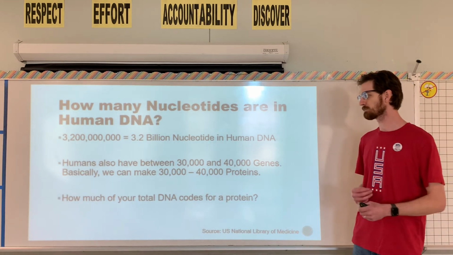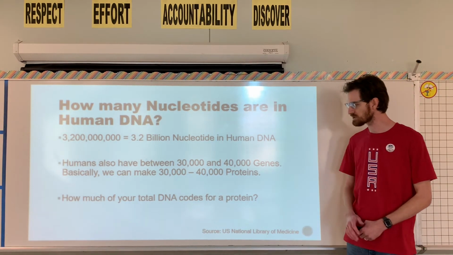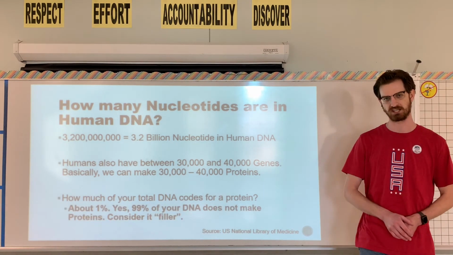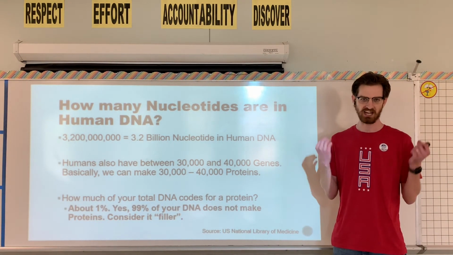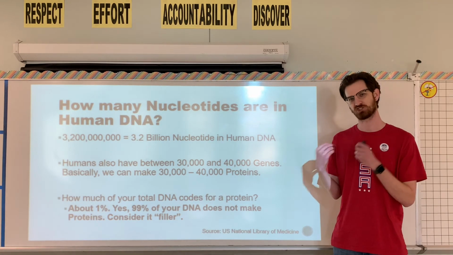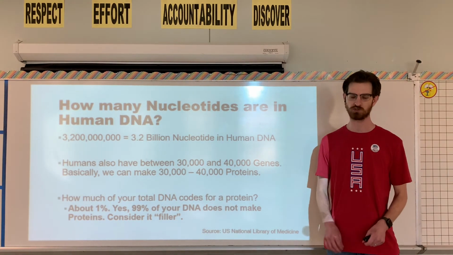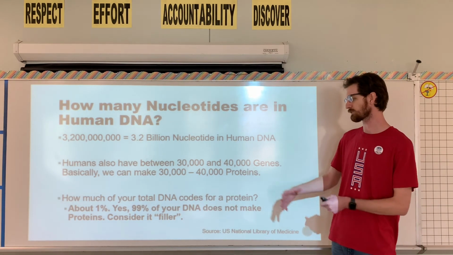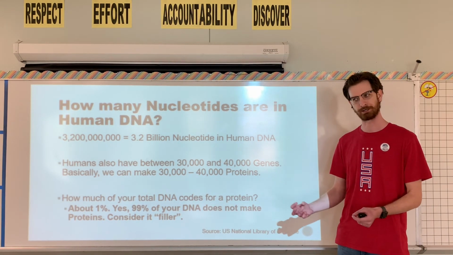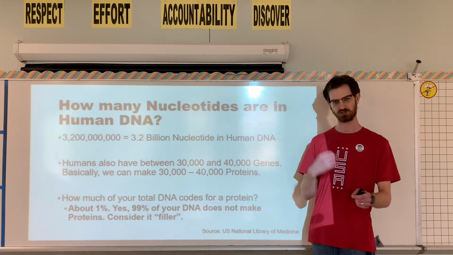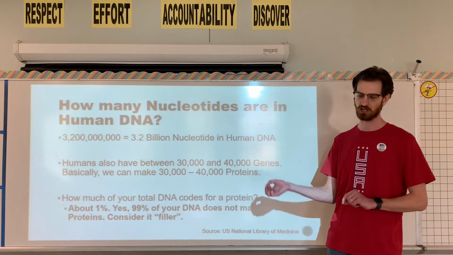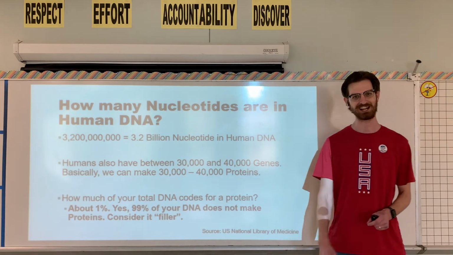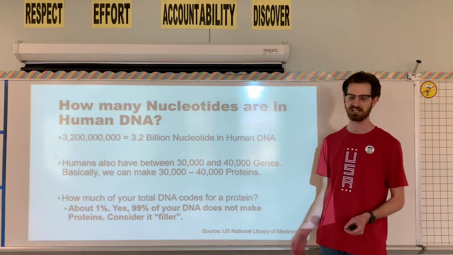Now, how much of your total DNA actually makes a protein, how much of them are genes that actually make proteins? Actually, it's only about 1%. 99% of your DNA actually does not code for a protein, it is just there. For the purposes of this course, we can consider that filler. If you take AP Bio or something else, then you'll realize that it's a little bit more intense than that. There's things that turn on certain genes and turn off certain genes. We don't care in this class. In this class, 1% of your DNA actually codes for a protein, the other 99% is just there.